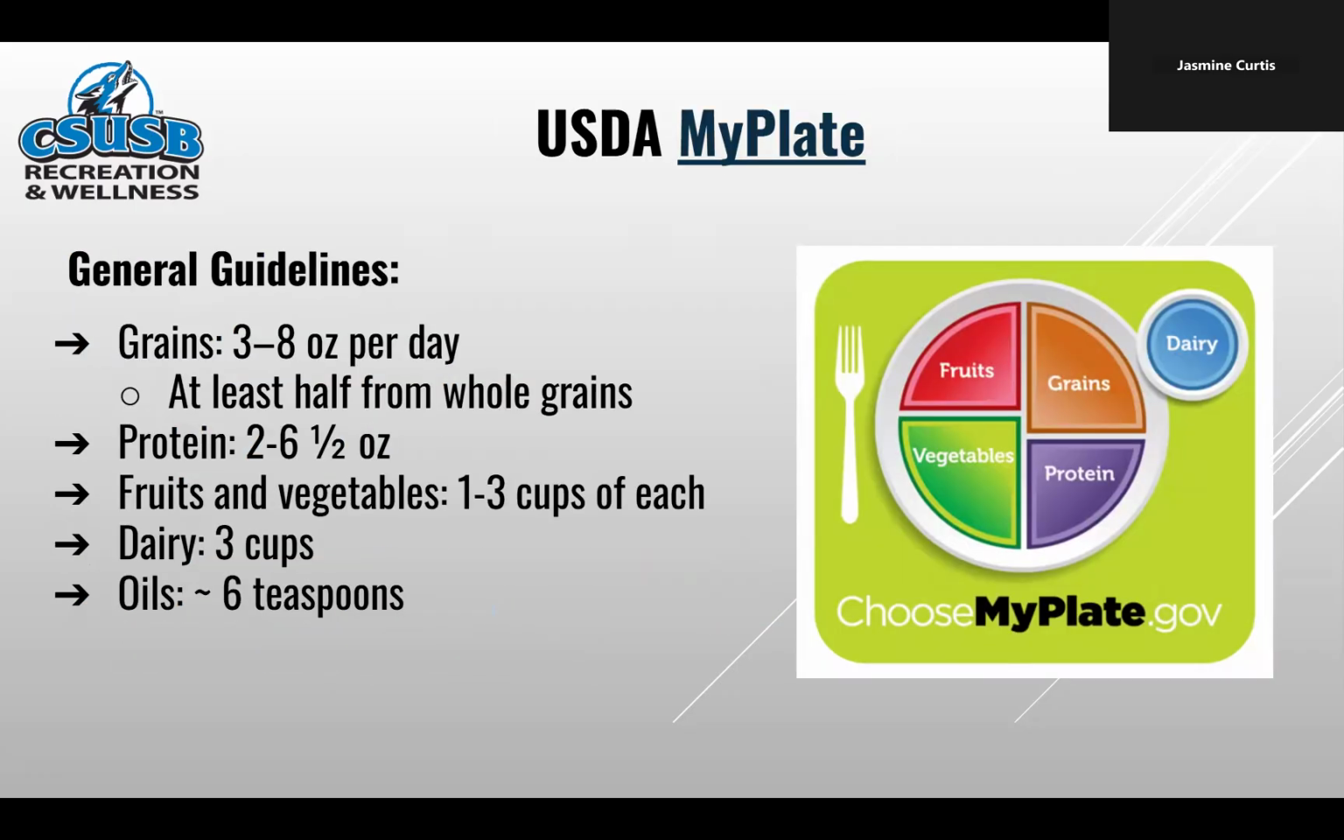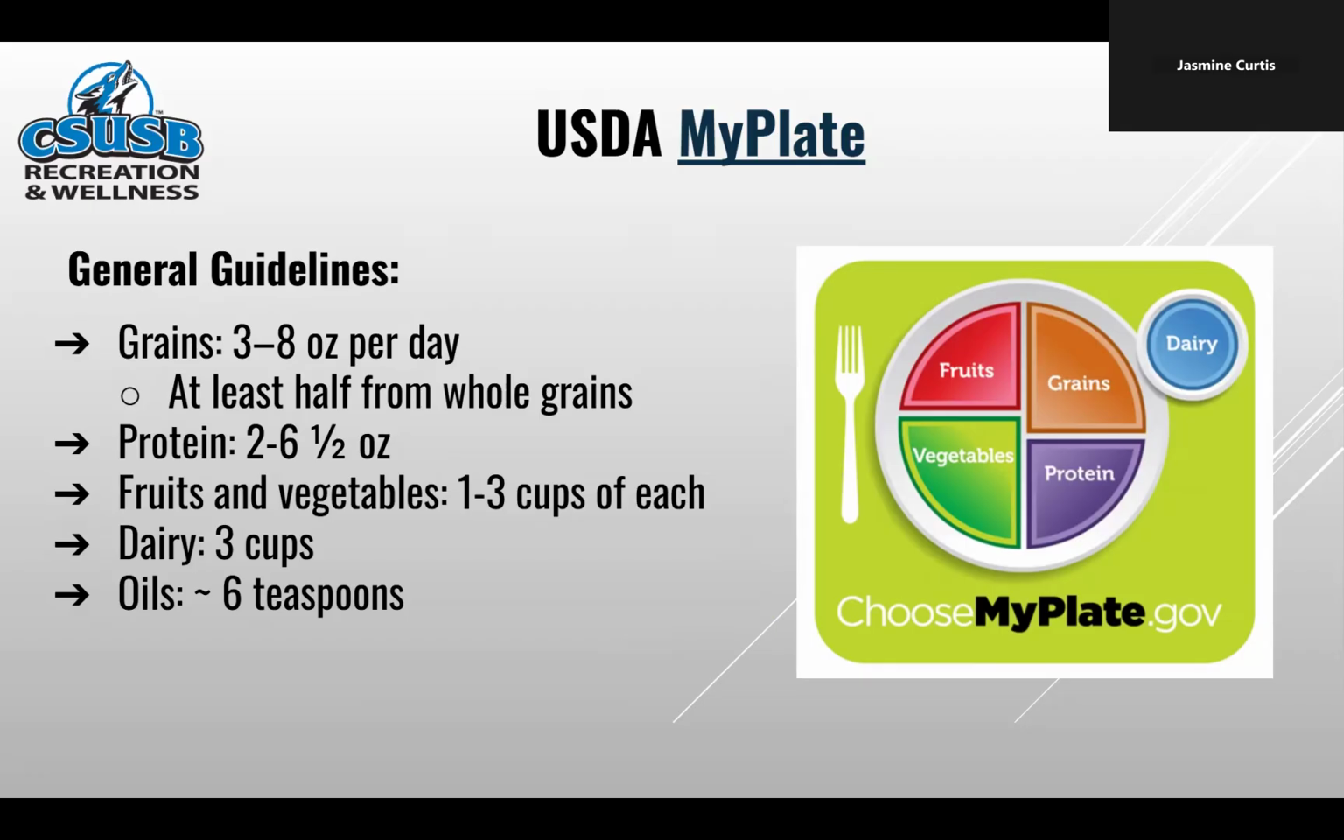Moving on, what are those general guidelines? Well, the USDA, the Department of Agriculture, has given us a basic idea of what a good, healthy daily guideline can be for us to intake. For grains, it's 3 to 8 ounces per day. So at least half of that we want from whole grains. Protein should be around 2 to 6.5 ounces. Fruits and vegetables, 1 to 3 cups of each. Dairy around 3 cups, oils around 6 teaspoons. So this is a generic guide for a balanced diet.